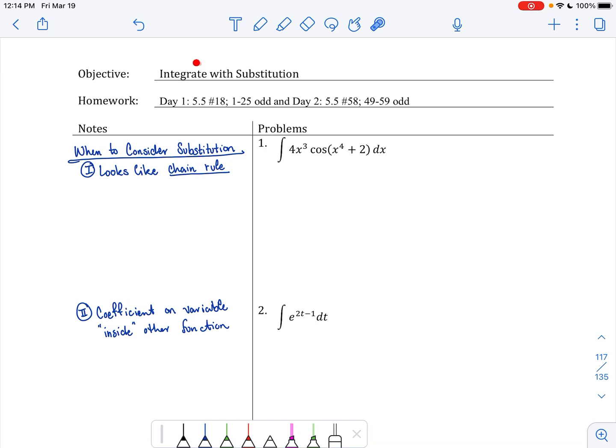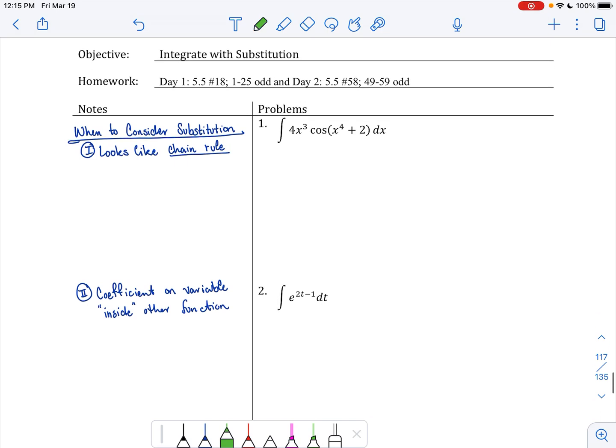So the last integration technique that we're going to learn this chapter is using substitution. And what this is going to allow us to do is integrate with much more complicated functions. So, for example, if we're going to look here, we've got 2 times when we want to consider substitution. And of course, I've set them up so that they will look like these examples. So here we have the integral of 4x cubed times cosine of x to the 4th plus 2 dx. So the first time we want to consider substitution is when it looks like the chain rule.